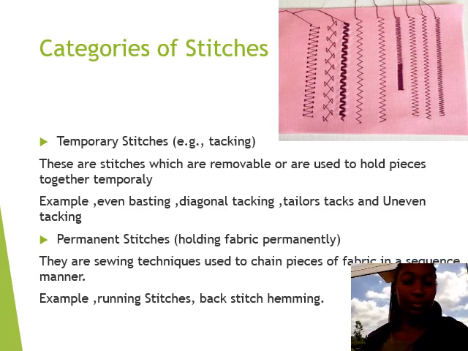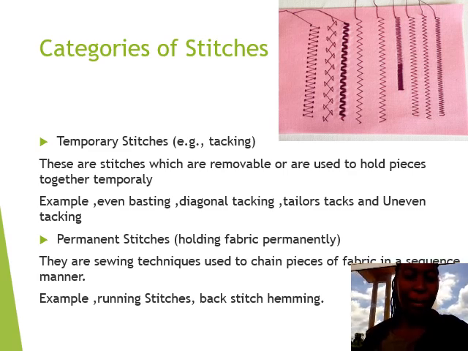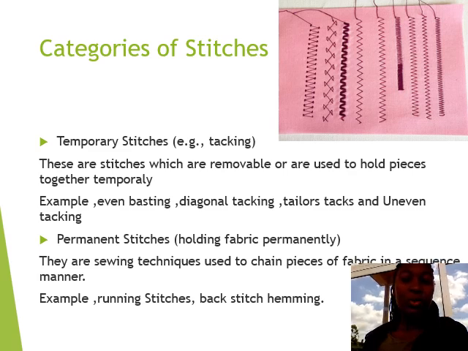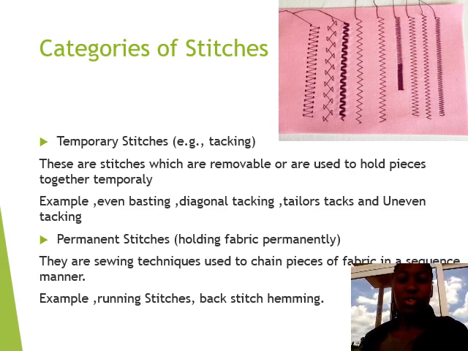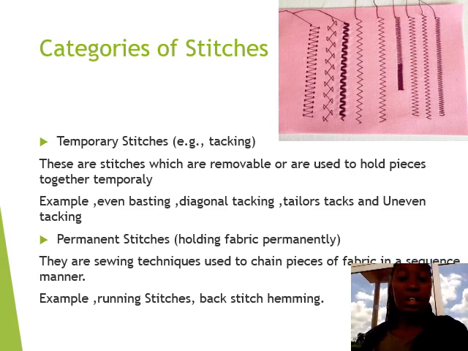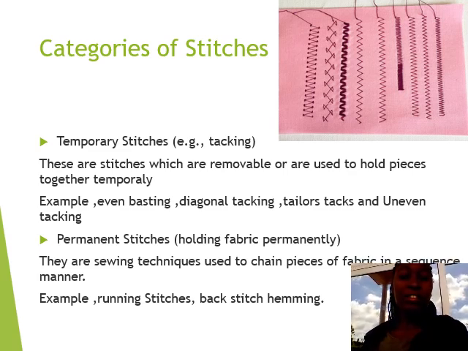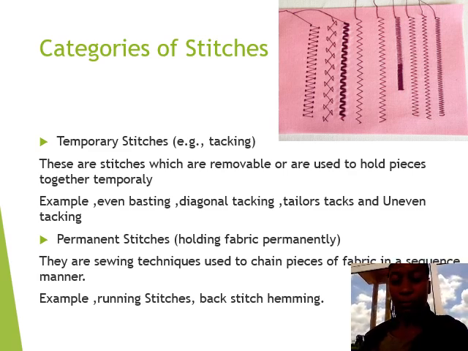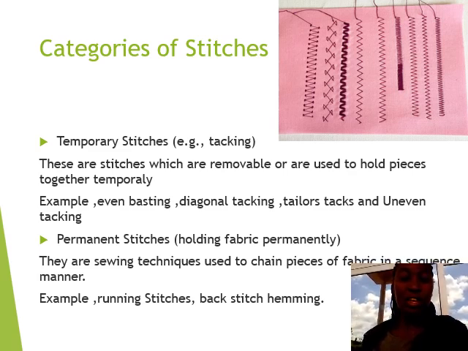Permanent stitches are used to hold fabric permanently. They are sewing techniques used to join pieces of fabric in a sequence manner. Examples of permanent stitches are running stitch, back stitch, and hem stitch. After stitching a permanent stitch, you cannot remove it because it is used to hold fabric permanently.